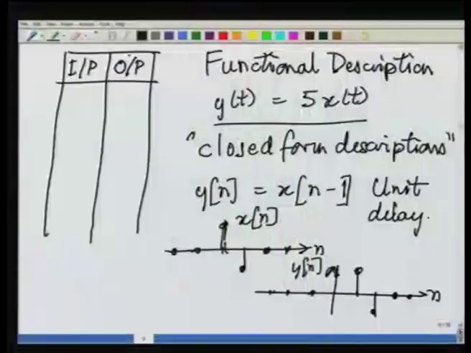This again is a closed form description. When we write y[n] equals x[n minus 1], we have given an answer to every possible question. What will happen to x(t) equal to this, or what will happen to x(t) equal to that? We have, by a closed form expression, given a means of computing y[n] for every x[n] without having to enumerate it.